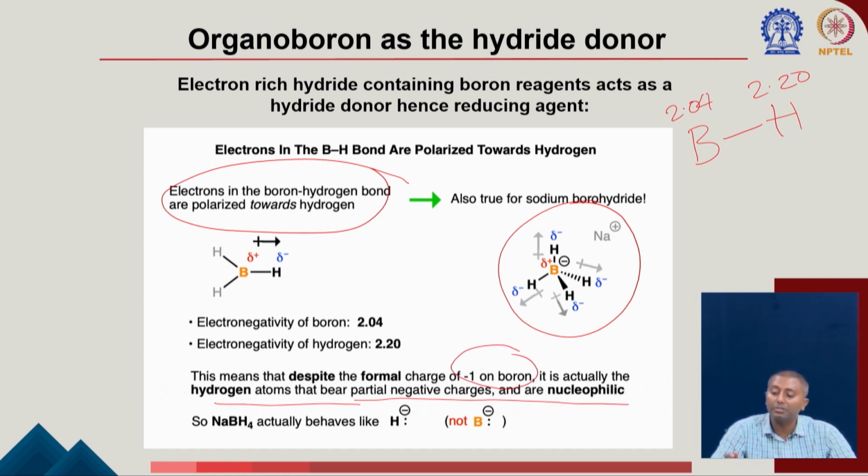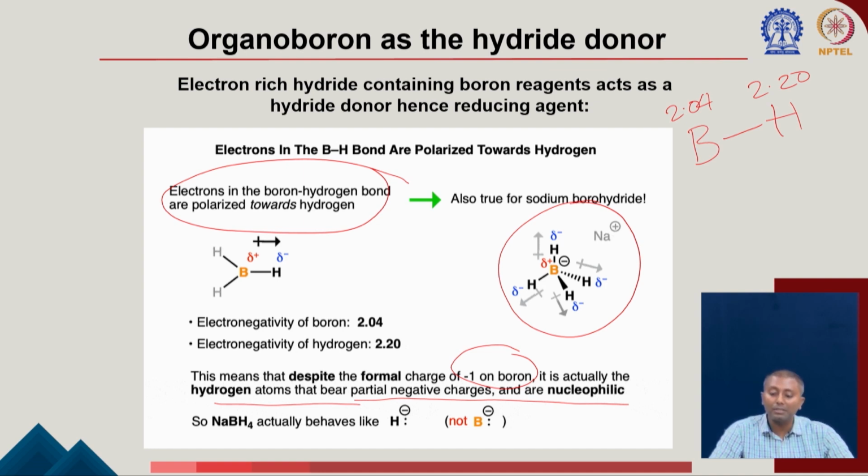Because in the bond, the electron density is lying towards hydrogen. That means the electron density is actually on the hydrogen. That's why you can think of the negative charge as lying on the hydrogen, not on the boron, correct? So these are reagents which can transfer H minus to different substrates to form the corresponding product.